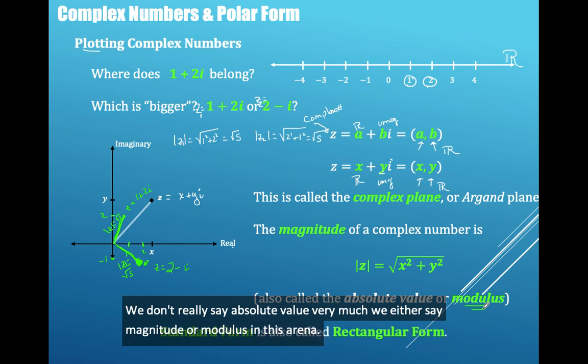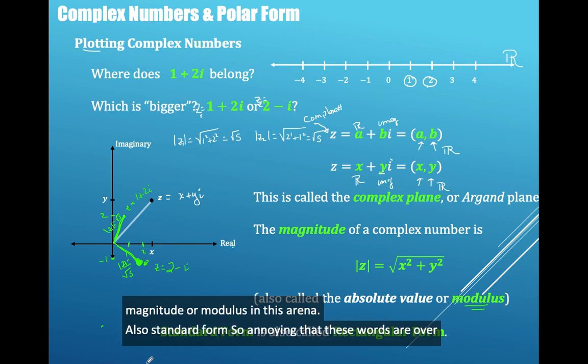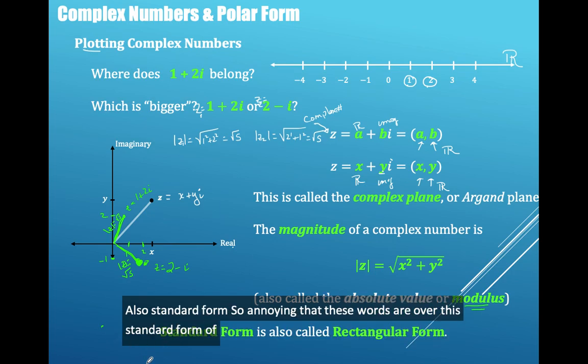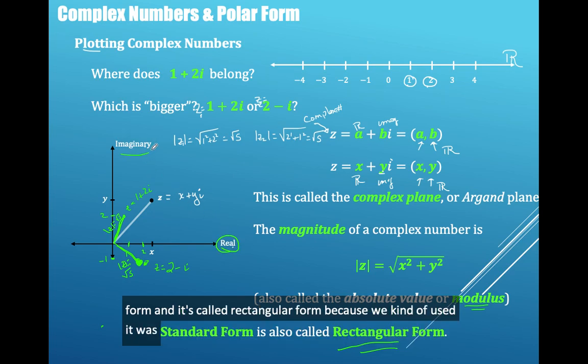Also, standard form of a complex number is also called rectangular form. And it's called rectangular form because it was very analogous to the XY plane, right? The rectangular Cartesian plane.